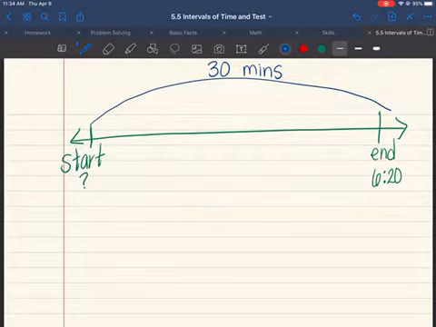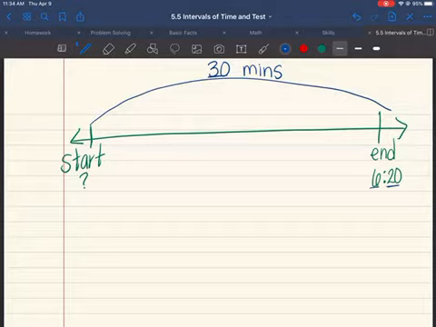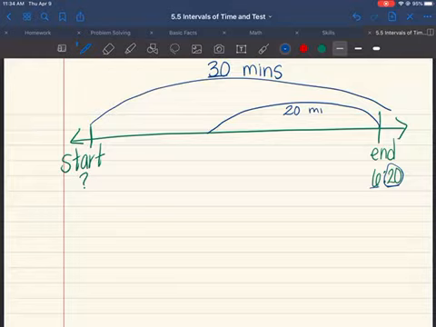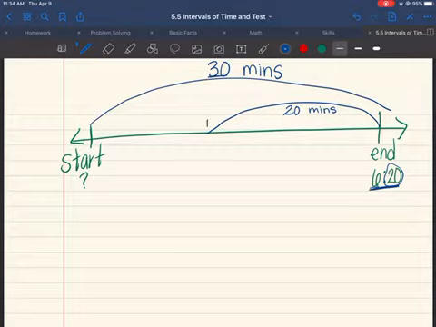So what does that mean? I'm going to start by looking at 6:20, and I need to take away 30 minutes. Since I have 20 minutes here, I'm actually going to do one hill, and I'm going to jump back 20 minutes. If I'm at 6:20 and I take away 20 minutes, I am going to get to 6 o'clock.